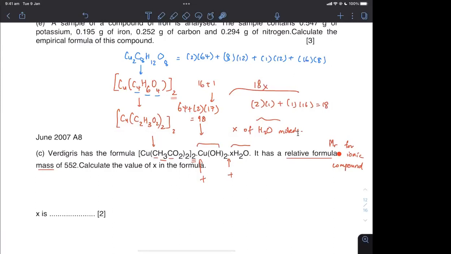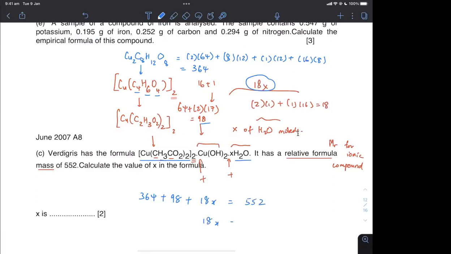You sum up the individual relative atomic masses. So what I do is I just press my calculator. If you are the type of student who would just jump straight for the calculator and just press it straight away, you have made a terrible mistake. You might make a mistake along the way. So for this first block, for this big block here, I get 364. For this second block, I get 98. For this third block here, I get 18X. I don't know how many water molecules I have, but I have X number of water molecules. Sum up the mass, that gives me the Mr of 552.